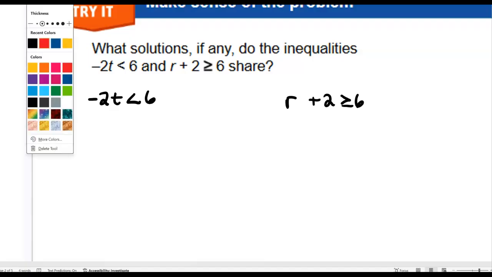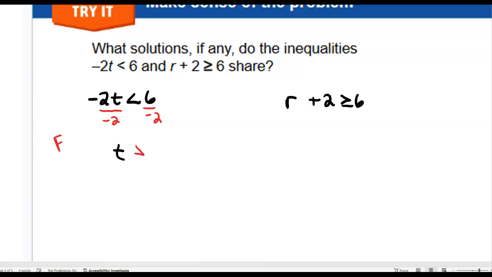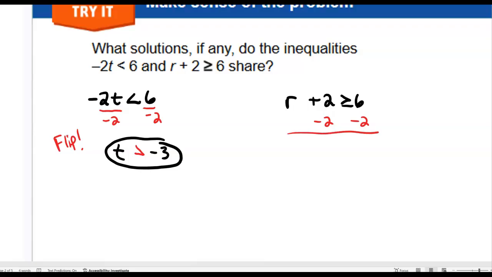Here we've got negative 2 times some number is less than 6, so we undo multiplication by division. Remember, when we divide by a negative, we're going to flip the inequality sign. Make sure you write that word flip, because you divided by a negative, and 6 divided by negative 2 is negative 3, so t is greater than negative 3. Over here, we subtract 2 from both sides to undo addition. These two cancel out. r is greater than or equal to 4.